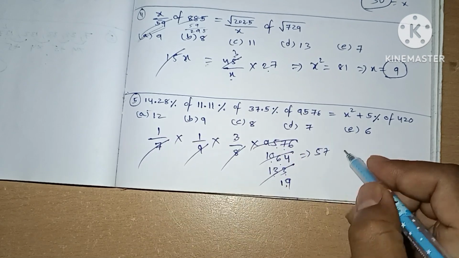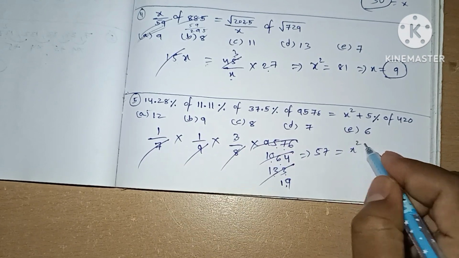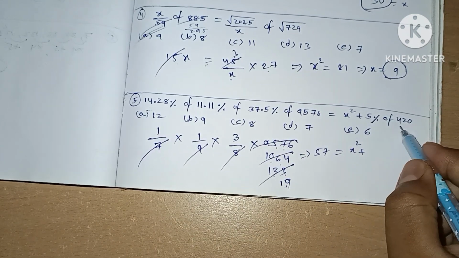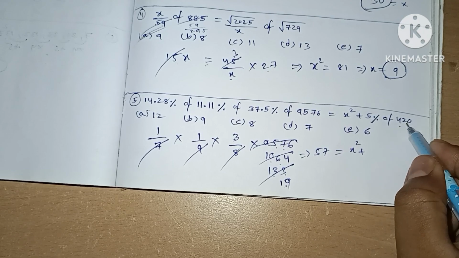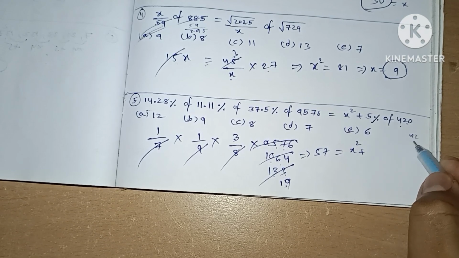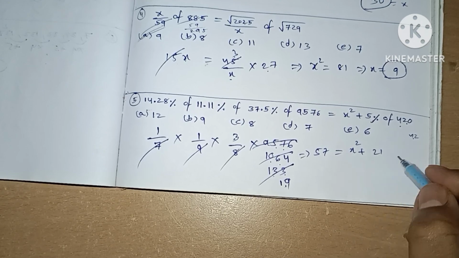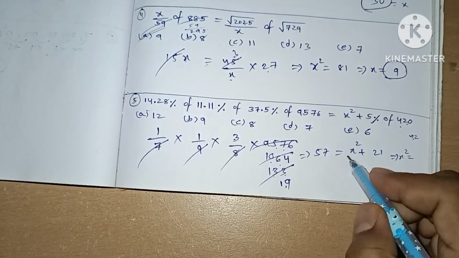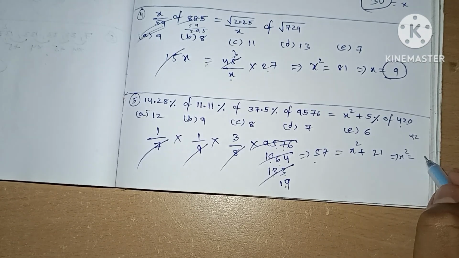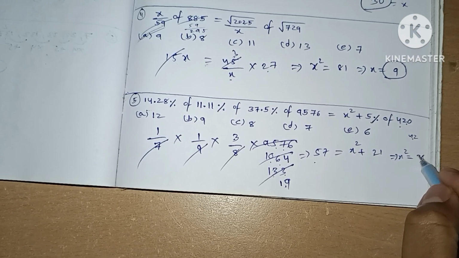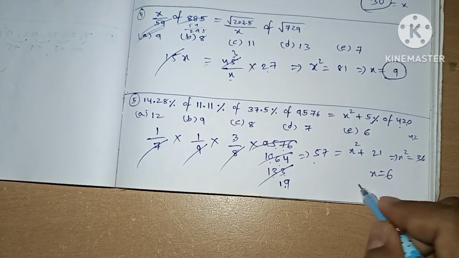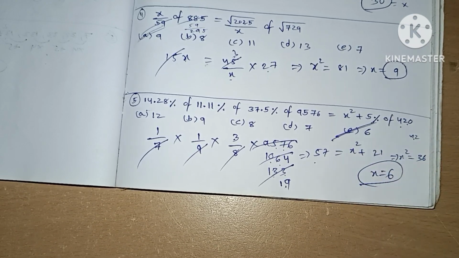57 from all these and equals to x square plus 5% of 420. We know 10% value is 42. So 5% value means half of this one, which is 21 this side. So x square value will be, this comes this side with minus, so we left with the 6 and 3, 36. So x value is 6. Option E is our answer.